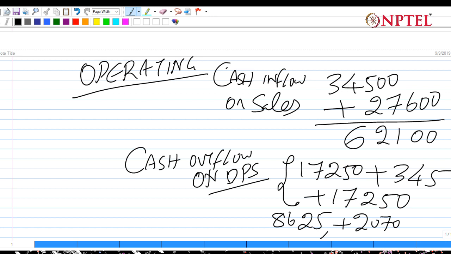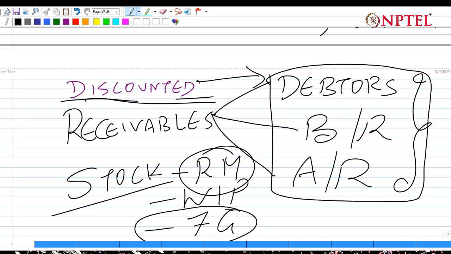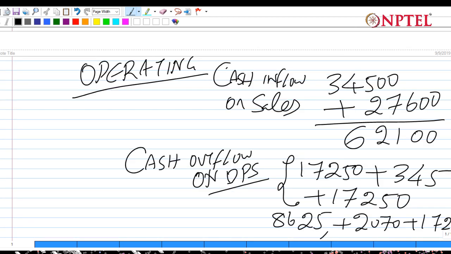What is the miscellaneous expenditure in this particular case? It is 1725. I'm sorry, I think 1725. What is the next aspect? There is part-time help, 6,900. There is nothing due on any of these things.